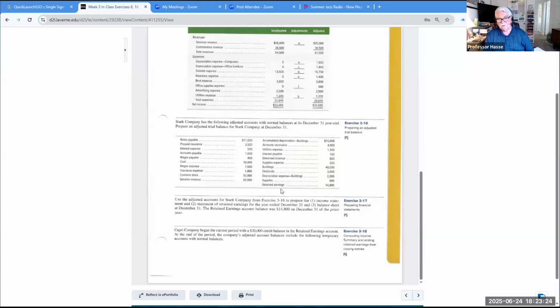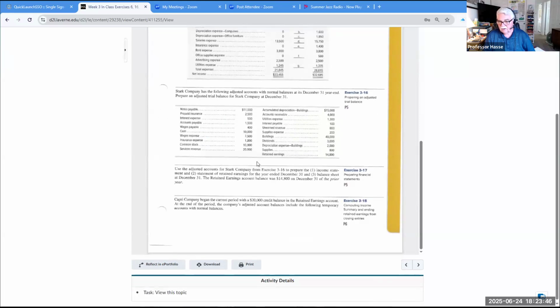It's a two-parter. The first part, exercise 3-16, is you see all these account balances at the year end. I want you to take these account balances and put them into an adjusted trial balance. Once you have that adjusted trial balance complete, then you take that information in the second part, exercise 3-17, and we'll prepare the financial statements. From this adjusted trial balance, we'll prepare the income statement. From this adjusted trial balance, we'll prepare the statement of retained earnings. From this trial balance, we'll prepare the balance sheet.